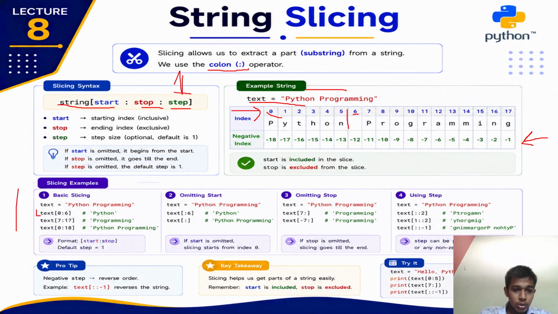Now the second one is text[7:17]. You can see it is starting from 7 and going until 17, and the last value is not included, so the output will be programming. There is a mistake, there will not be a G here. Okay, now this is correct. Now the last one is text[0:18]. Here 18 is not included, so the output will go only till index 17 and it will be Python programming.